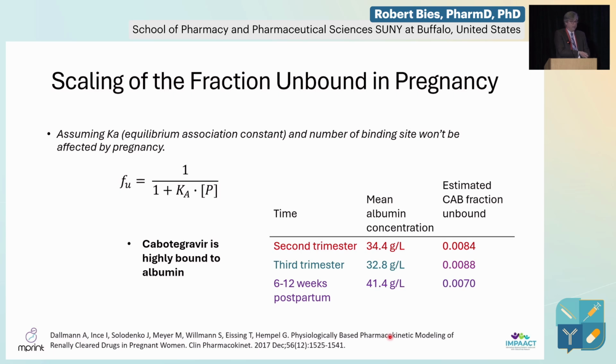This included scaling the fraction unbound of the drug in pregnancy, and so the general function here is used with respect to changing albumin concentration. And of course, we had to have an affinity that was assumed, and you have to assume properties of binding. But once you do that, if we consider mean albumin concentrations in these different periods of second trimester, third trimester, and 6 to 12 weeks postpartum, you can see that the estimated CAB fraction unbound changes, in particular from the third trimester to the postpartum period, quite dramatically, and will have an impact on at least the observed total concentrations.